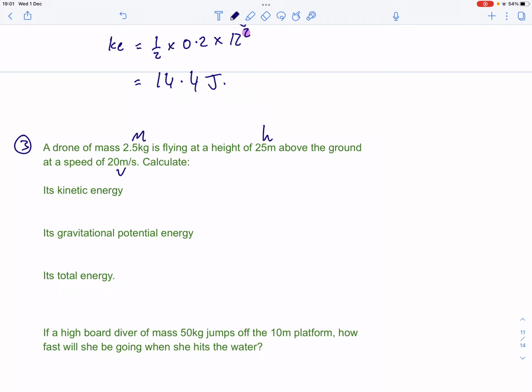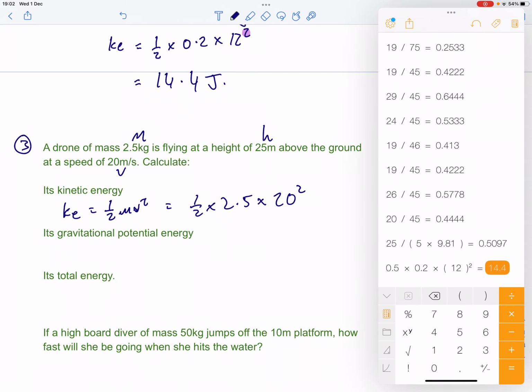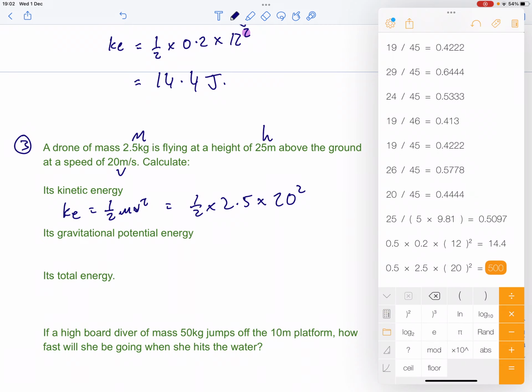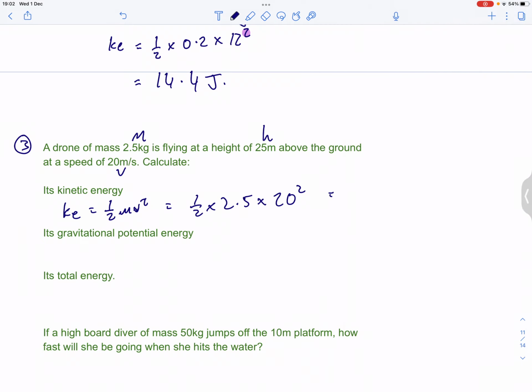Calculate its kinetic energy. Well, the kinetic energy is just going to be half mv squared again, which is a half times 2.5 times the square of its velocity, 20 squared. So we have 0.5 times 2.5 times 20 squared, and that gives us a value of 500. So the kinetic energy of the drone is 500 joules, flying at that speed.